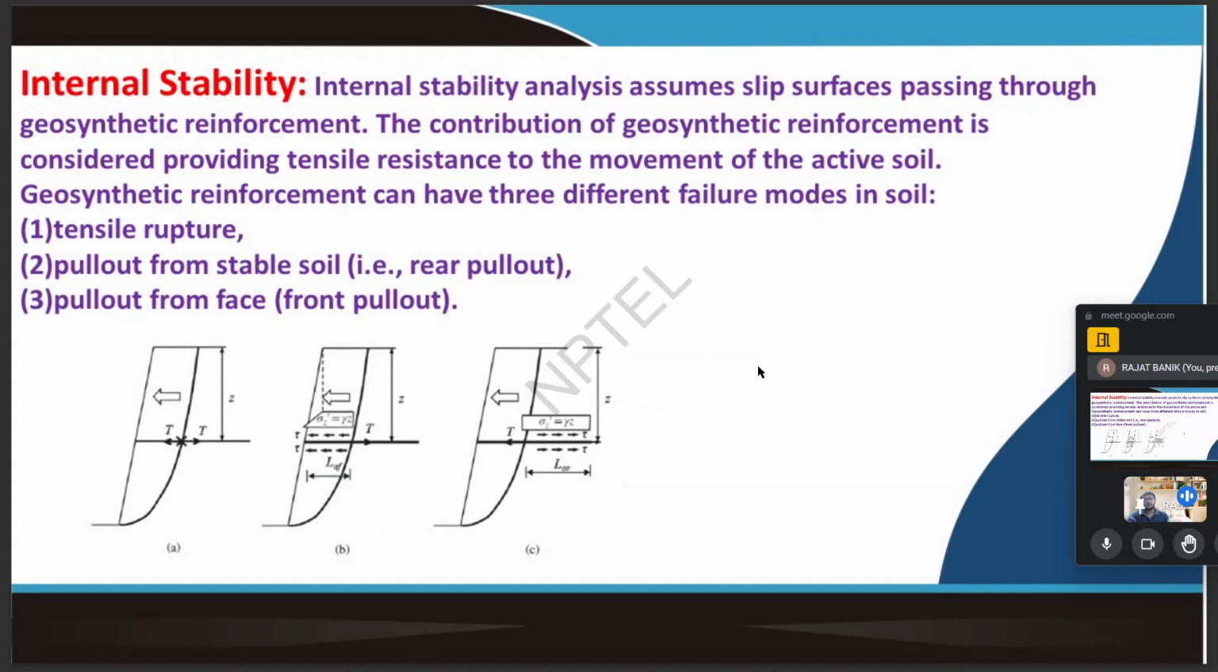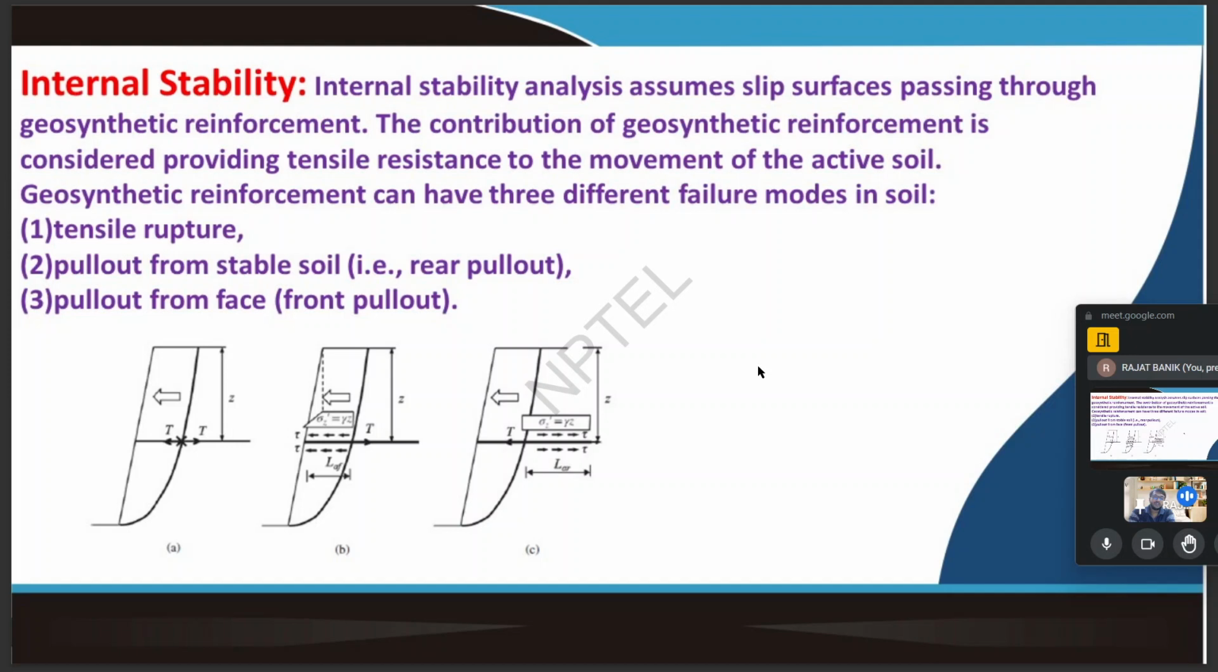Now we discuss the internal stability, which is based on the internal failure. So in internal stability analysis, we assume the slip surface passing through geosynthetic reinforcement. The contribution of geosynthetic reinforcement is considered as providing tensile resistance to the movement of the active soil.